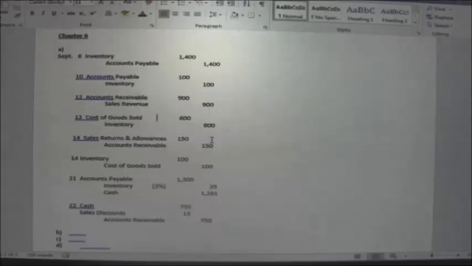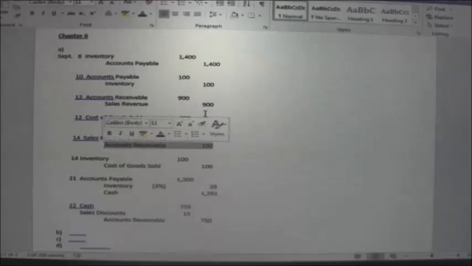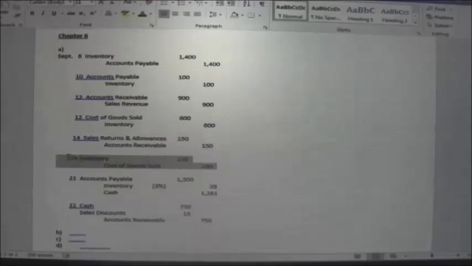So when they return it, because they're returning one, they reduce what they owe me by $150. But the actual cost of that inventory was only $100. So that's what's happening on September 14th. You're recognizing both the reduction in how much they owe you and the reduction in the cost of your goods. Those are 2 different things.